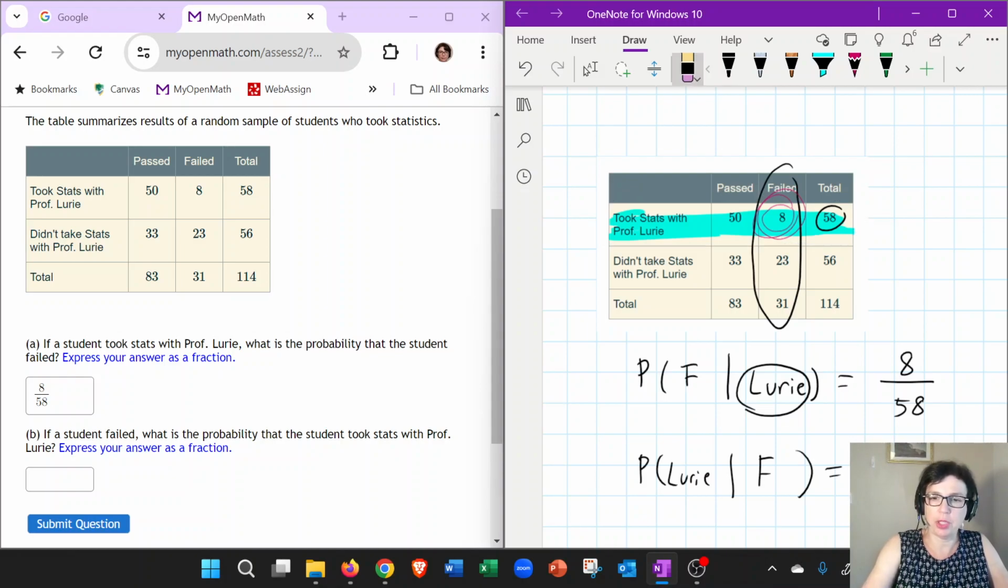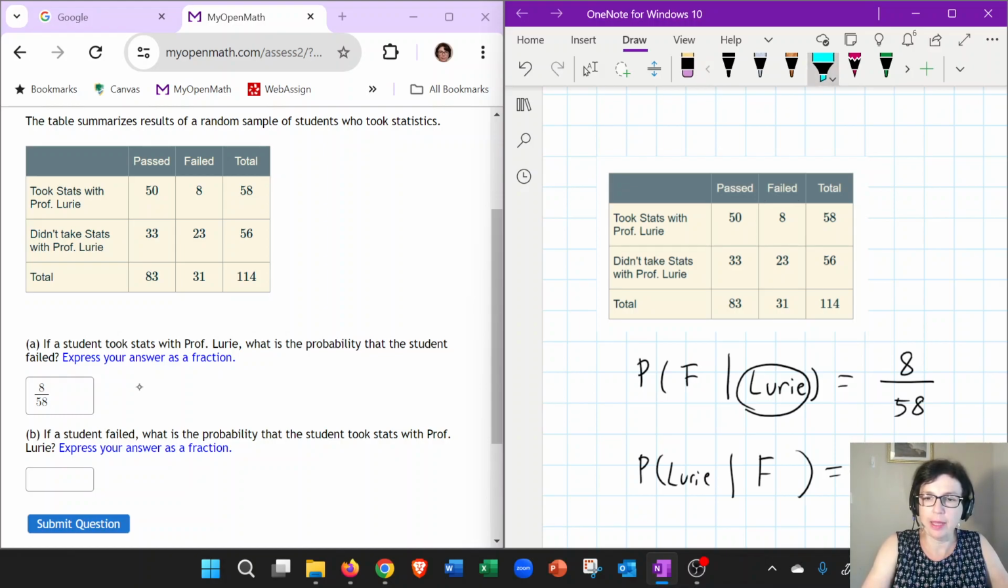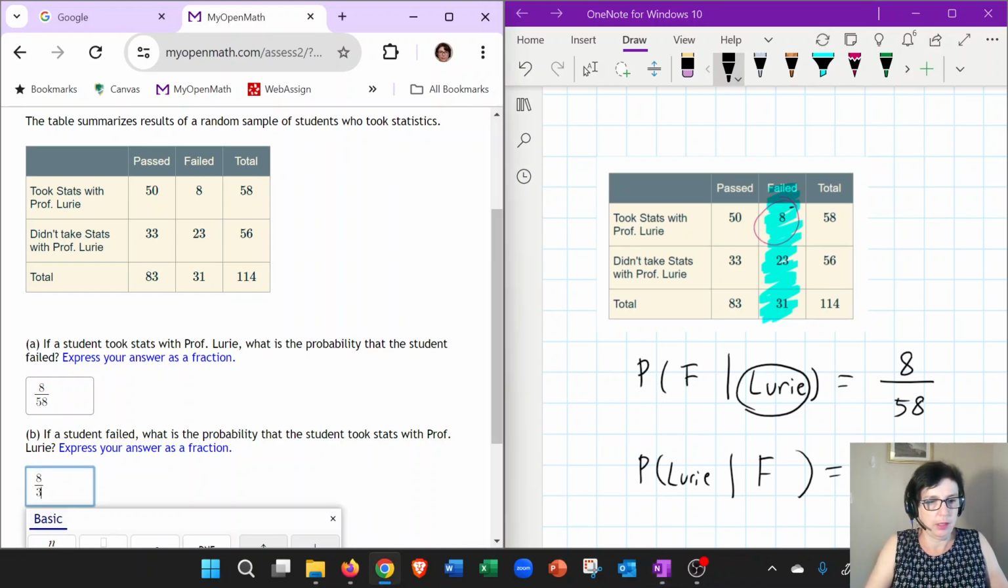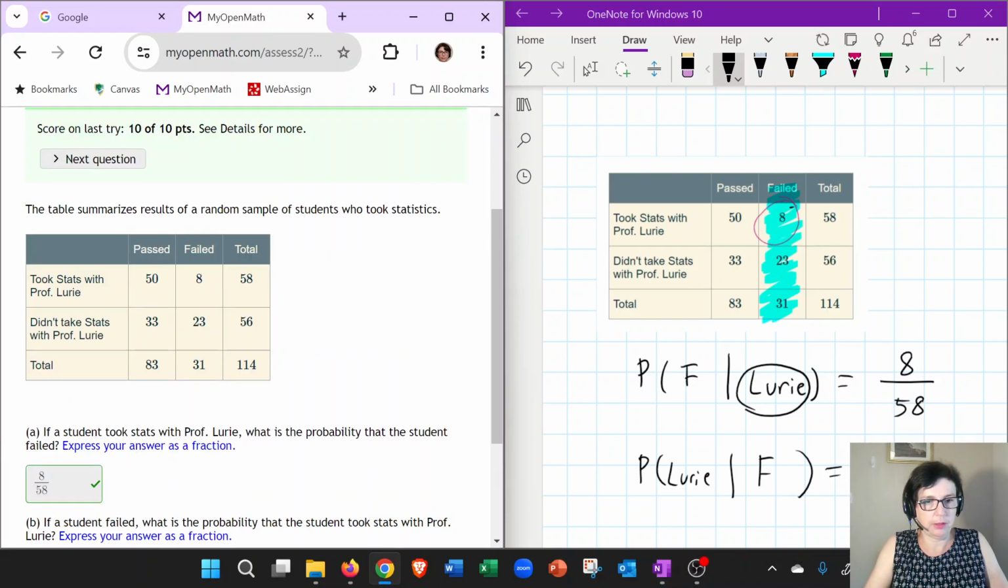Let me see if I can just erase what I have so far. All right, so now what's given? The failed. So I'm going to highlight that row or column. In this case, that would be a column of failed. And so the total in that column will be on the bottom. And then the overlap, the Lurie and failed, which is going to be right here, that's going to be on the top. So that's 8 divided by 31. So let's see if that's correct. Yay.